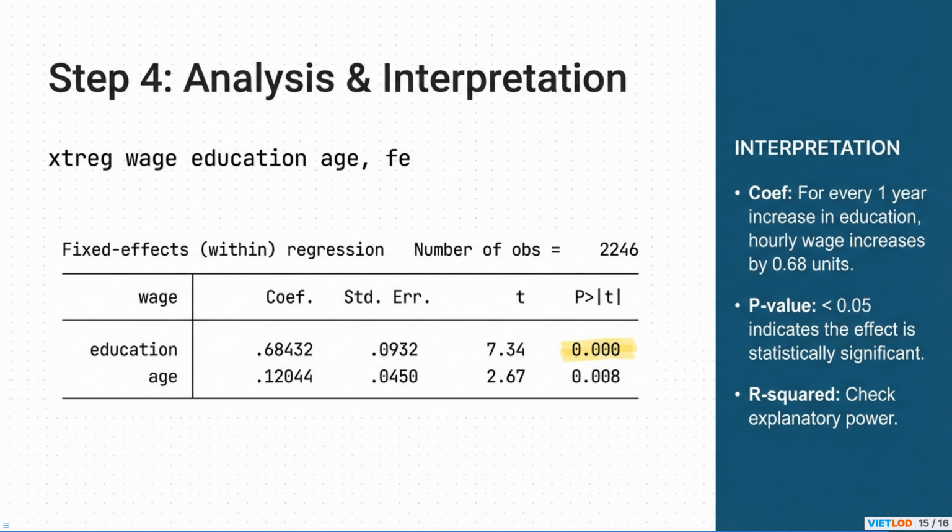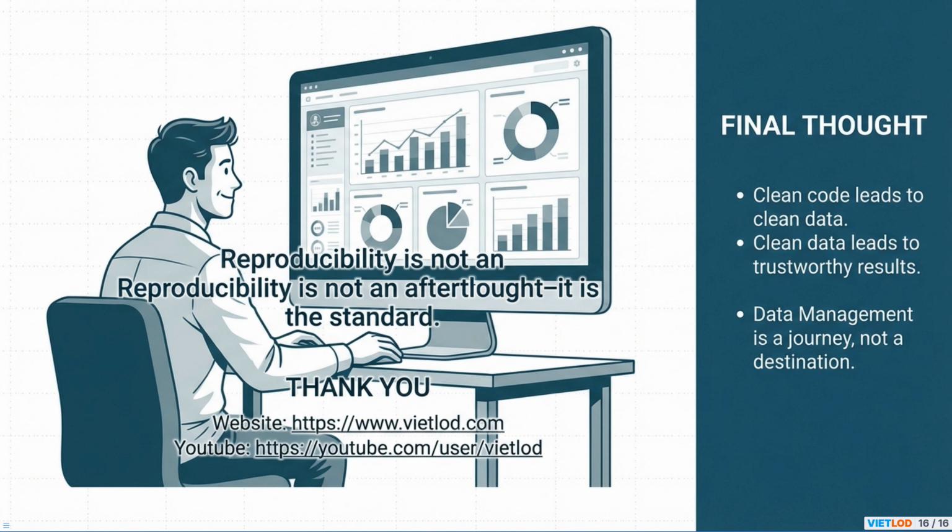With the data prepared, we can run our analysis. Here, we use xtreg to perform a fixed effects panel regression of wage on education and age. The coefficient on education is 0.68. This means that for every 1 year increase in education, the hourly wage is predicted to increase by 0.68 units, holding age constant. The p-value for the education coefficient is 0.000. Since this is less than 0.05, we conclude that the effect of education on wages is statistically significant.